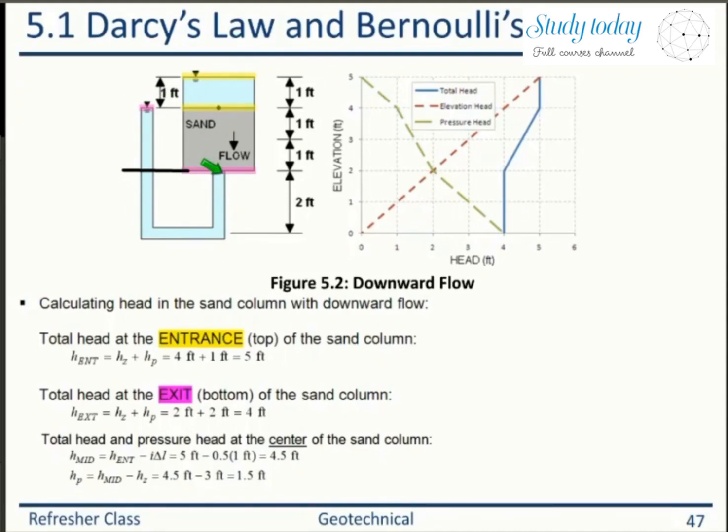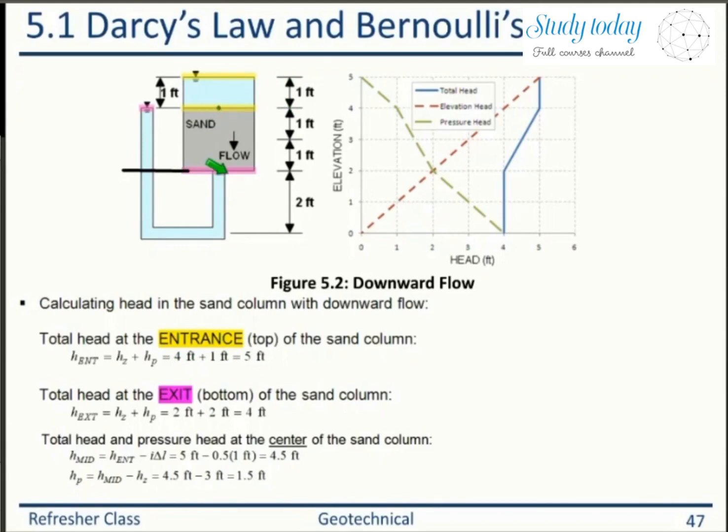To calculate hydraulic gradient I, we need to calculate the total head at the top and the total head at the bottom. Total head at the top would be your elevation head, which is 4, and pressure head, which is 1. So 4 plus 1 is 5. Total head is 5 at the top of the sand column.